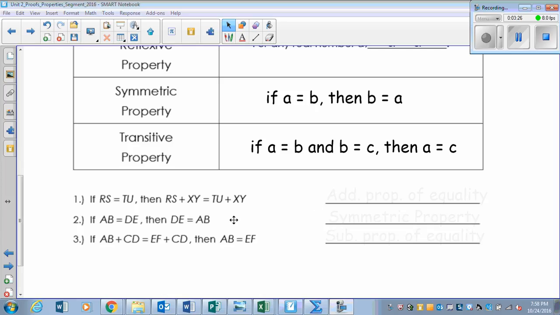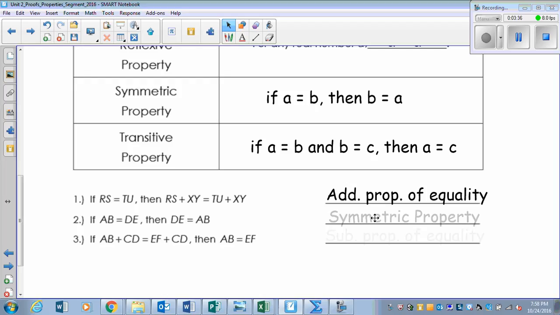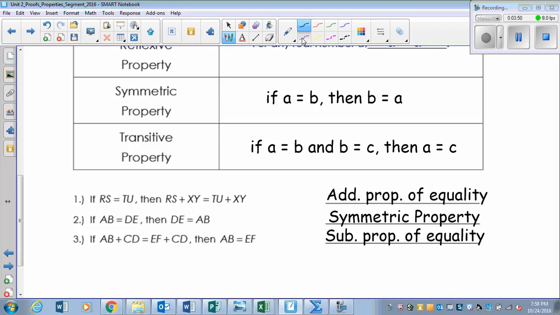All right, you should be done with these 3 problems. The first problem here is going to be the addition property of equality. You're adding x, y to both sides. Number 2 is the symmetric property, AB equals DE, therefore DE has to equal AB. And the third one is the subtraction property of equality. You have AB plus CD and EF plus CD. The CD goes away, therefore you're subtracting CD from both sides and just left with AB equals EF.